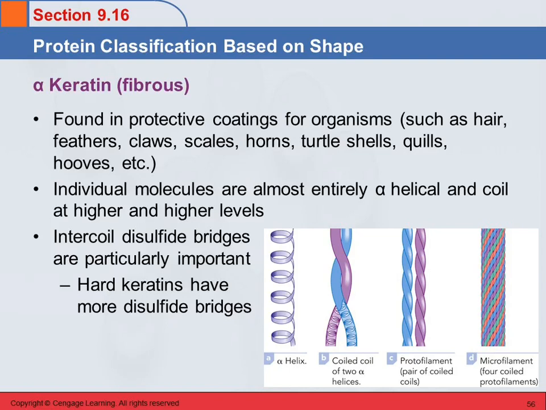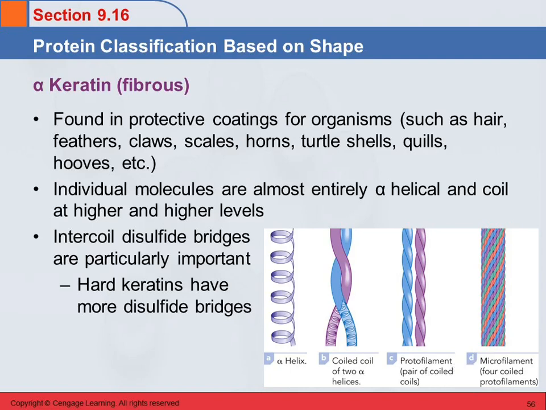Alpha-keratin is a fibrous protein. It's found in protective coatings like hair, feathers, horns, turtle shells, etc. These individual molecules are almost entirely alpha helices. So we got an alpha helix, and then you get two alpha helices that coil up. And then you get two of these coils that are going to pair up, and that's called a protofilament. And then you take those and put those together, and you end up with a microfilament.